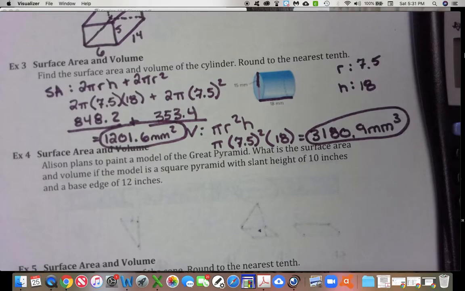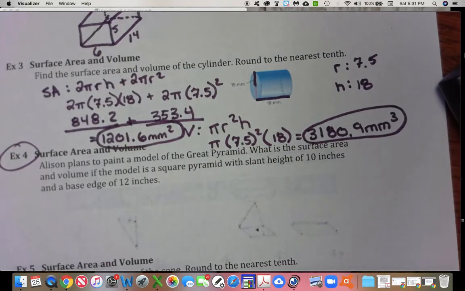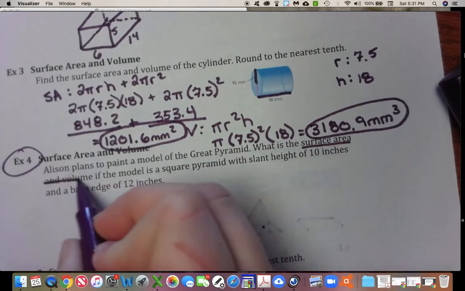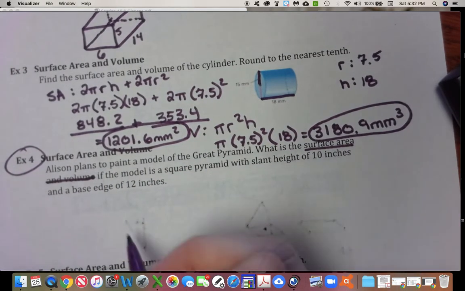All right, I'm going to have you do example 4. So this is a pyramid, and I want you to find just the surface area. So don't find the volume. But it says that this is a square pyramid. Okay, that means the bottom is a square.